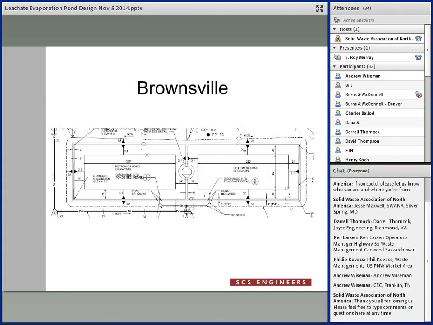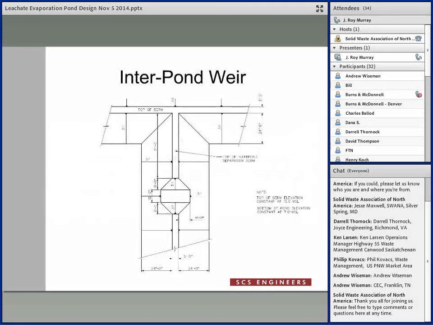In this case, in Brownsville, we divided it into 2 ponds. As you can see, in the middle of it, we have a berm, and then we placed a weir in that berm. That weir allows for the water, the leachate, should it build up on one side before the other, to flow into the other pond without you having to do anything.